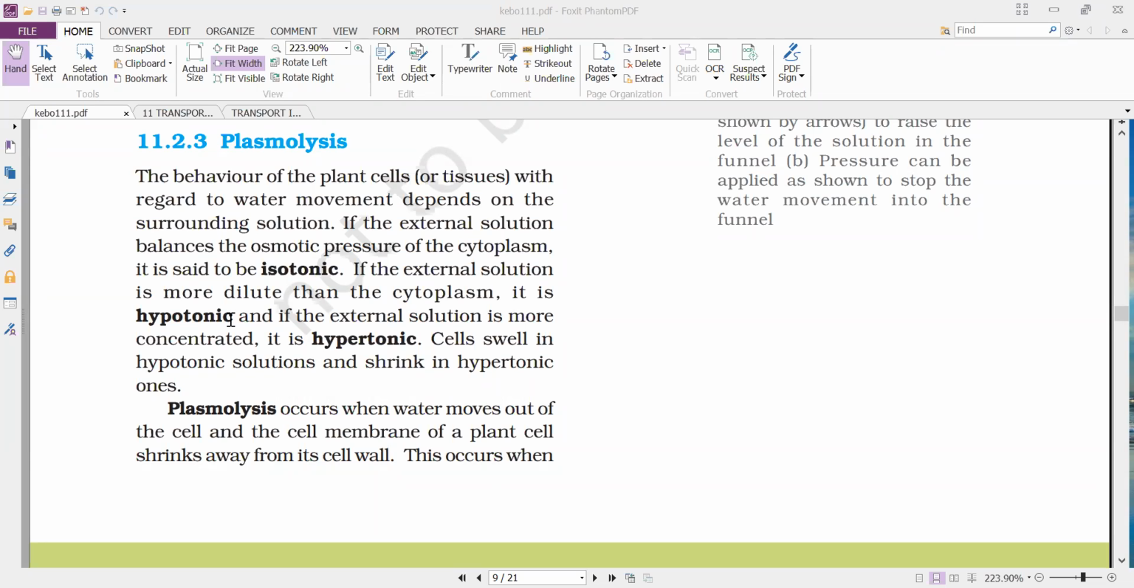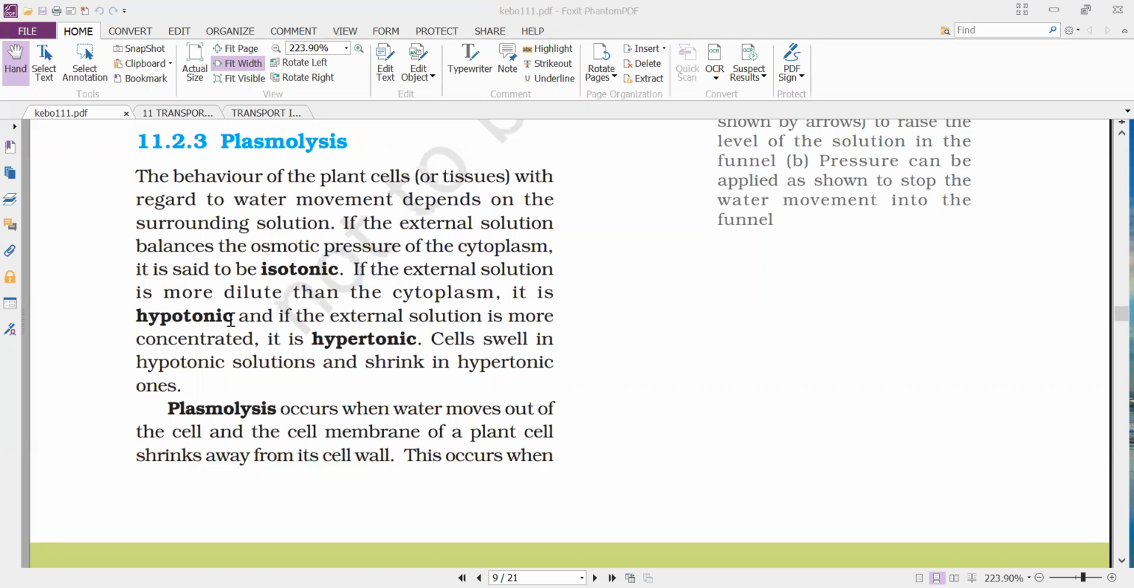Once it reaches beyond its elasticity, the plasma membrane bursts, leading to the death of the cell.